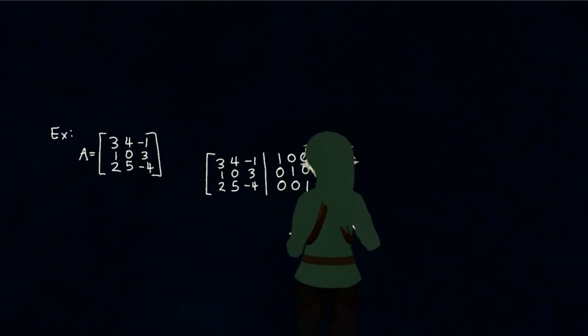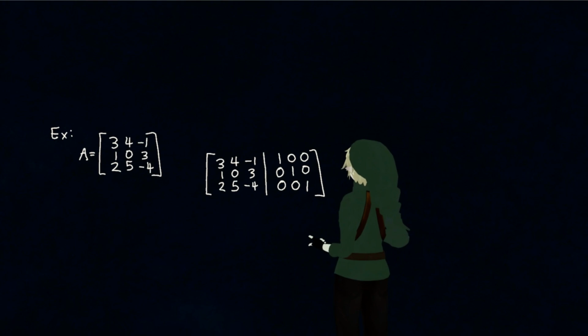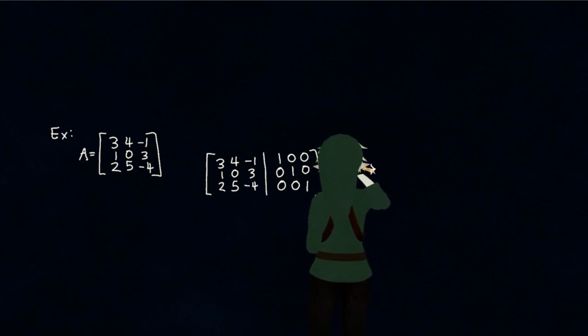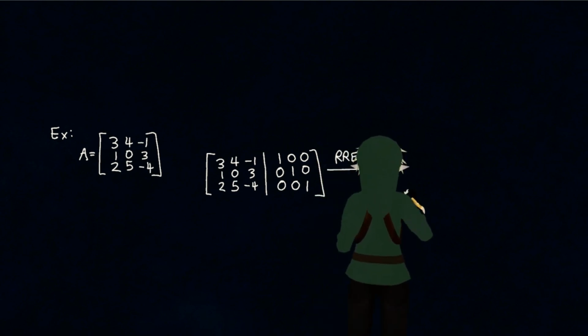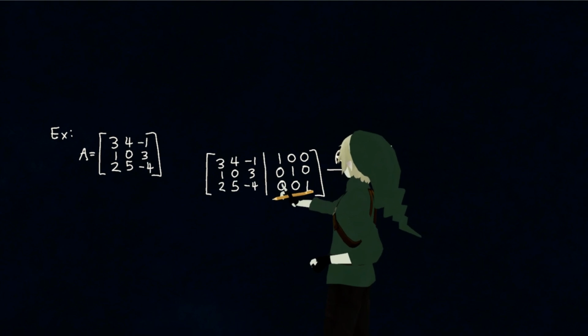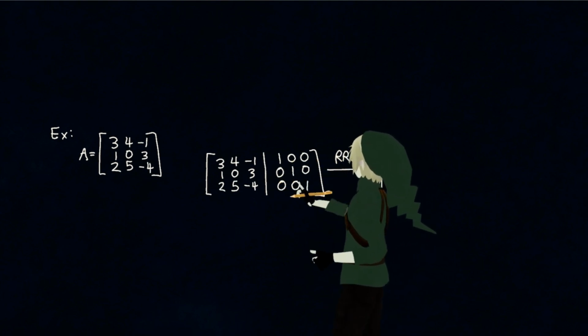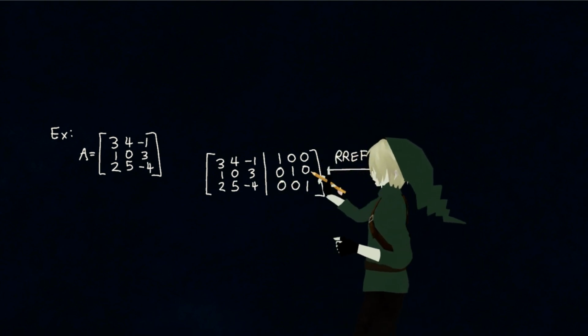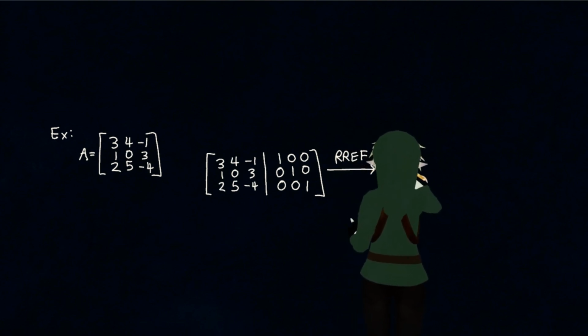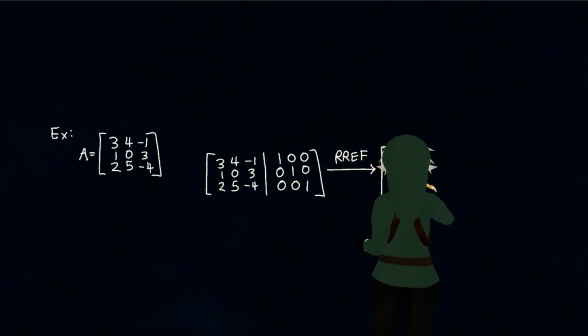So the program forms it like this into a gigantic matrix. Now that it's a 3x6 matrix, we compute the RREF. What it does is turn this side into an identity matrix, and this side will become the inverse. So when you compute the RREF, it will turn out like this.